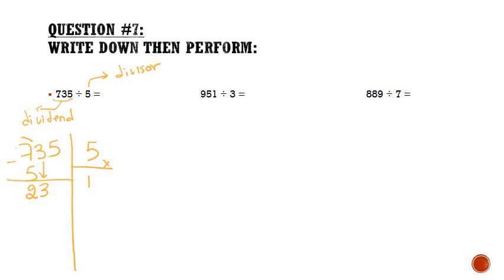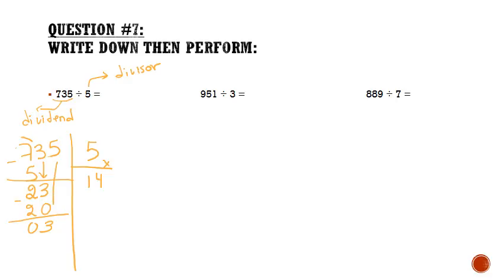23. Now what do I ask myself? What times 5 gives me 23? So I multiplied by? Yes, by 4. Excellent. So 4 times 5. What do I do now? What's left? 3 minus 0 is 3. 2 minus 2 is 0. Now what do I do?